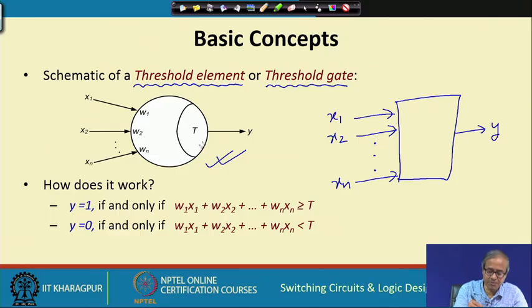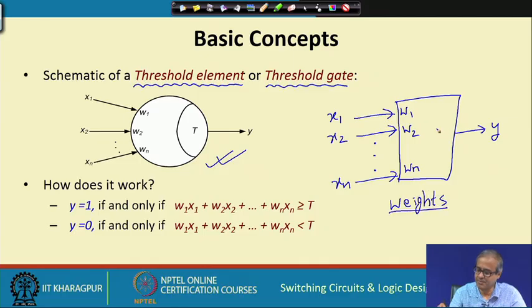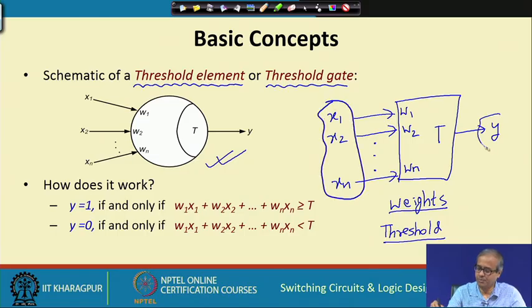Now, there are a few other parameters you can see. Each input is assigned some weight. These w1, w2, wn are called weights. And there is another parameter called T. T is called a threshold. So, unlike the gates which we have learnt earlier, AND, OR, NOT, etc., where only inputs and the output matter, here in addition you have some weights and a threshold.